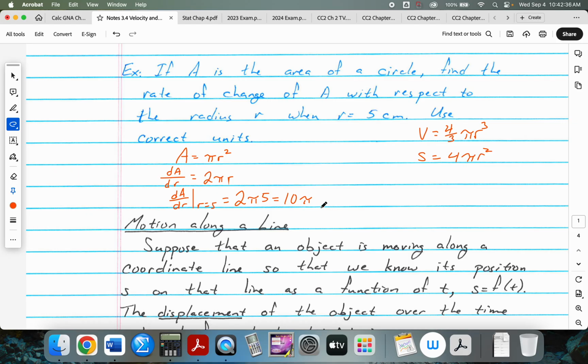Now, you may go, well, look, what about the units? They said be sure to use the correct units. All right, what are the units of area in this particular problem? Centimeters squared. So square centimeters per, what's the unit of r? Centimeter. Could you shorten that to just centimeters? Yes, but I think it talks more about what's going on by saying it's the rate of change in the number of square centimeters per centimeter of change.